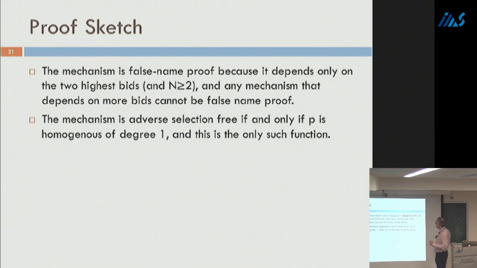All right. And I think it's obvious. The mechanism is false name proof because it depends only on the two highest bids, and there's an assumption in the model that n is at least 2. And any mechanism that depends on more bids can't be false name proof, because if it depends on the top 3 bids and n happens to be 2, then the buyer or seller can manipulate by putting in a third bid. The mechanism is adverse selection free if and only if P is homogeneous of degree 1, and the only functions that are homogeneous of degree 1 that are a function of 2 arguments are the function I just showed you.